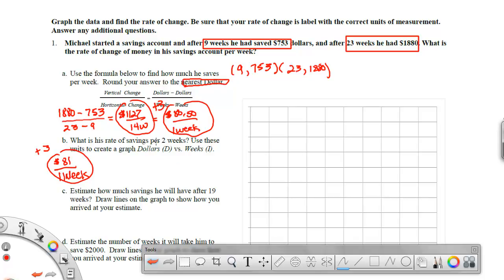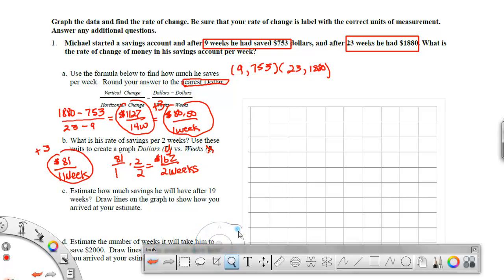Now it says here, what is the rate of savings per 2 weeks? Well, I have it for 1 week. So if I take 81 over 1 week and I want it for 2 weeks, to get 2 weeks, I have to multiply the bottom by 2, so I have to do the top by 2. So that's $162 every 2 weeks. Now that's important because these are the units I'm going to use. So I'm going to use 2 weeks along the x-axis because the weeks is an independent variable. Independent variable goes with the x-axis, and the dependent variable is dollars, and dependent variables go with the y-axis.